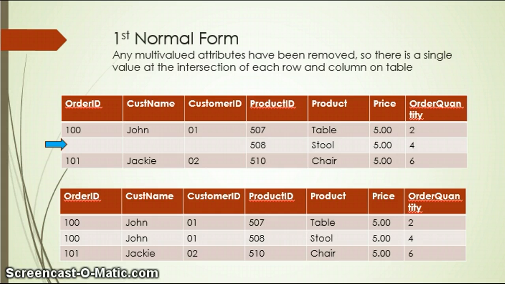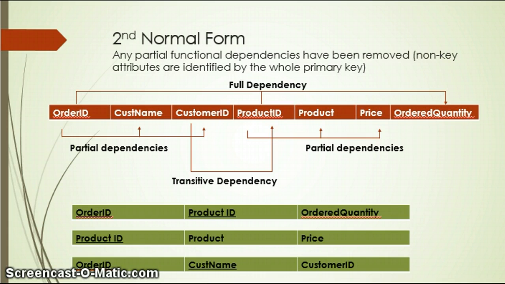Looking at the top table, we are missing values in the second row and first, second, and third columns. We fill in data so there is a single value for each row and column intersection to turn it into the first normal form, which is this bottom table. Second normal form. Any partial functional dependencies have been removed. Non-key attributes are identified by the whole primary key.